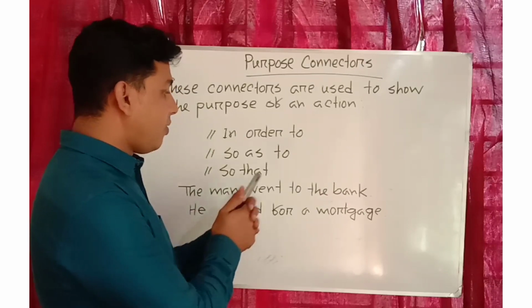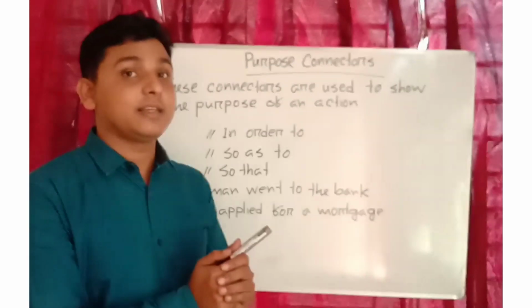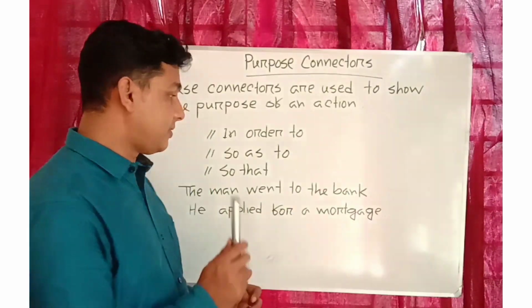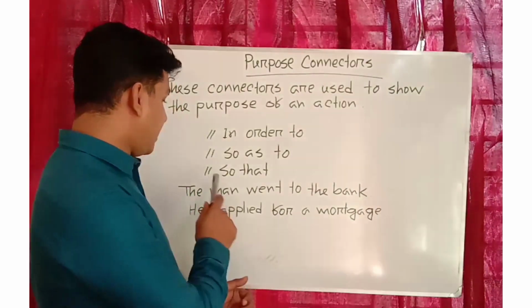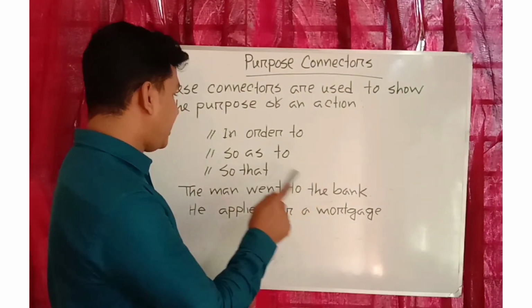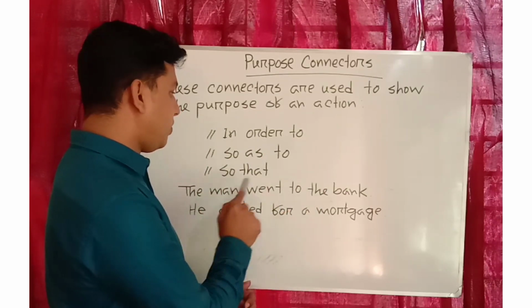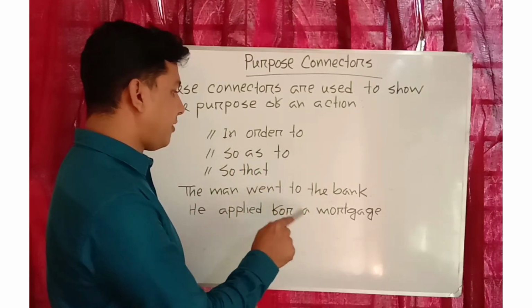Okay, the man went to the bank to apply for a mortgage. So this is a destined task for which he has gone to the bank. So here we can use purpose connectors like this. The man went to the bank in order to apply for a mortgage. The man went to the bank so as to apply for a mortgage.